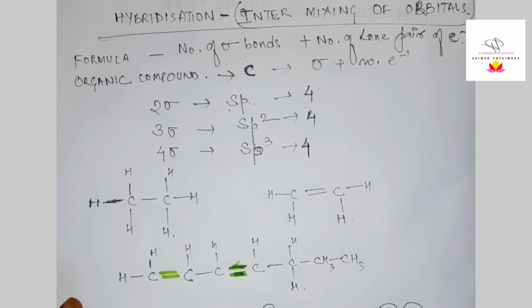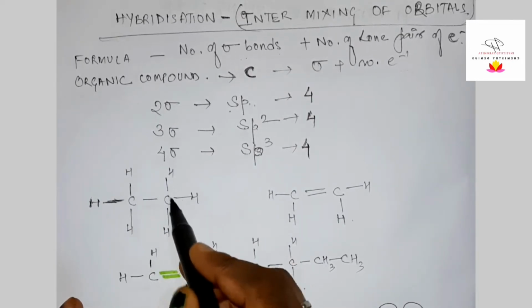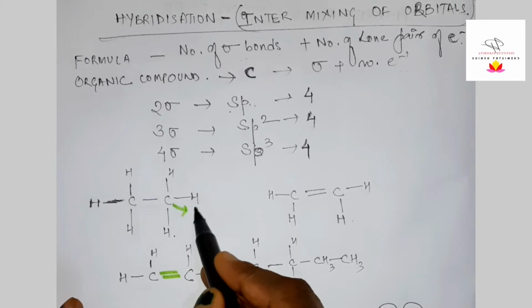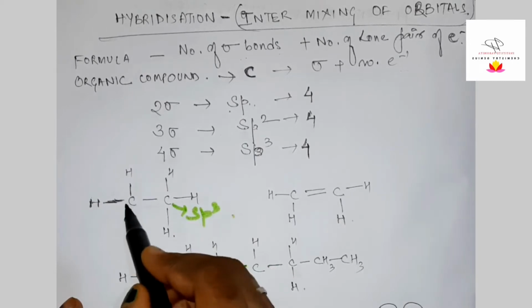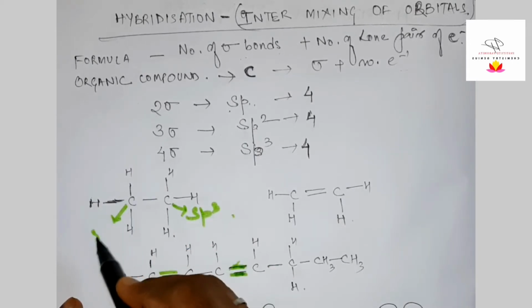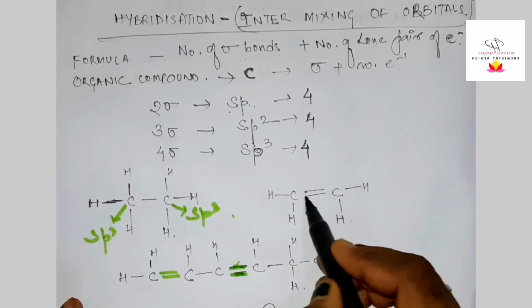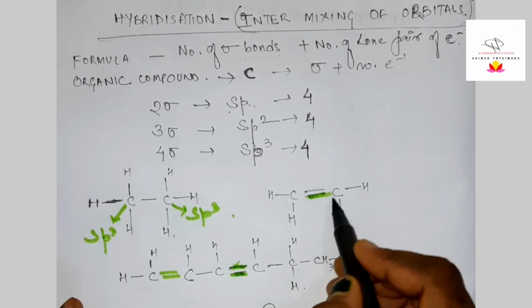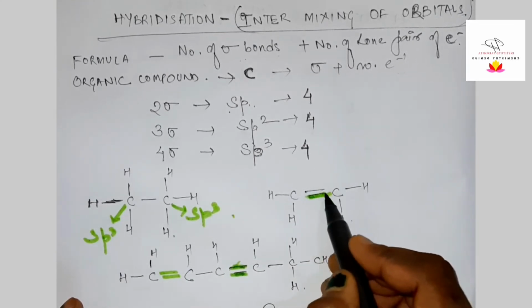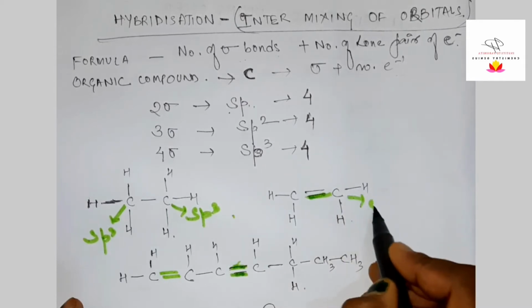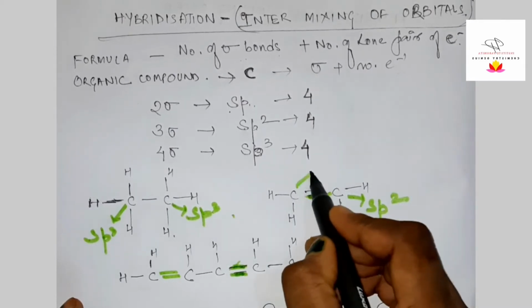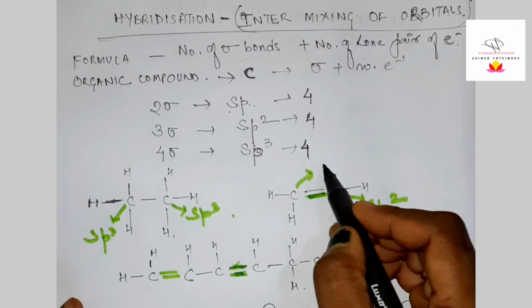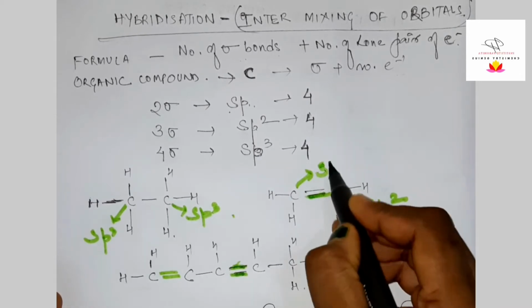Now see, here how many sigma bonds? 4 sigma. So this carbon is sp3. This one also has 4 sigma bonds, so sp3. Here see, it is 1 sigma and 1 pi, so there are 1, 2, 3 sigma bonds, so it is sp2. This is also 3 sigma bonds, so it is sp2.